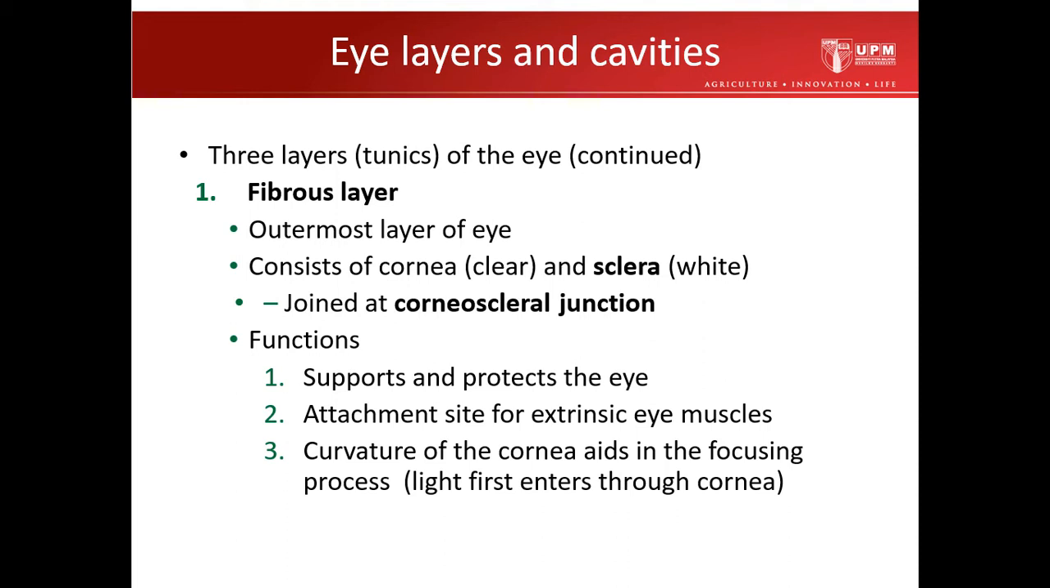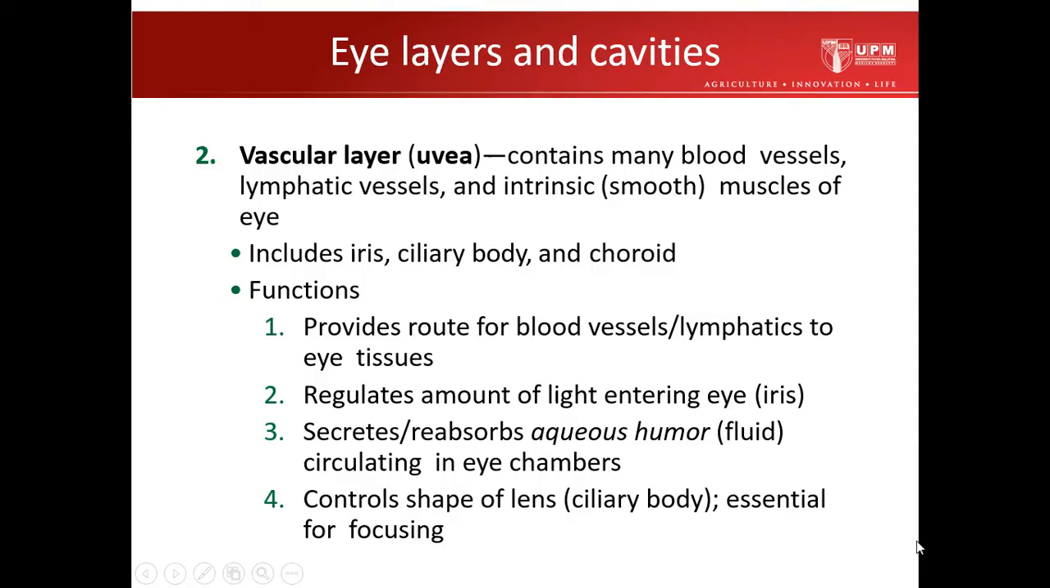The curvature of the cornea aids in the focusing process when the light first enters through the cornea. The vascular layer, or uvea, contains numerous blood vessels, lymphatic vessels, and also smooth muscle. The function of the middle layer, or the uvea, is to provide the route for the blood vessels and the lymphatics that supply tissues of the eye. The uvea is also very important to regulate the amount of light that enters the eye.